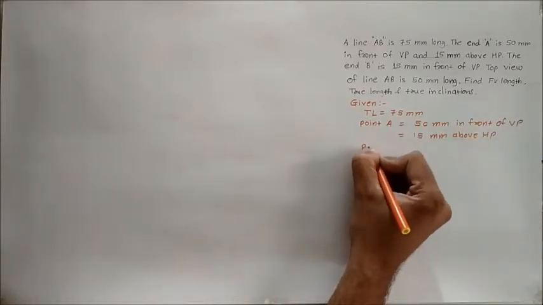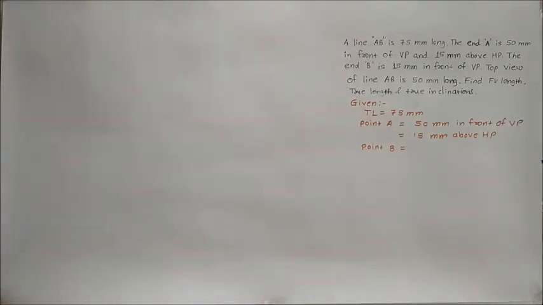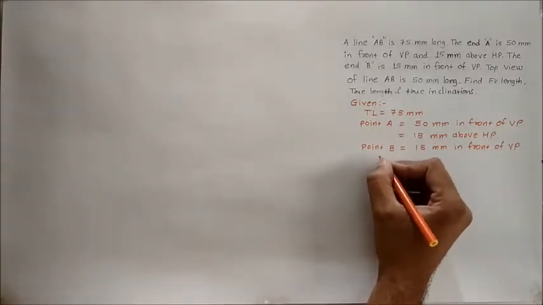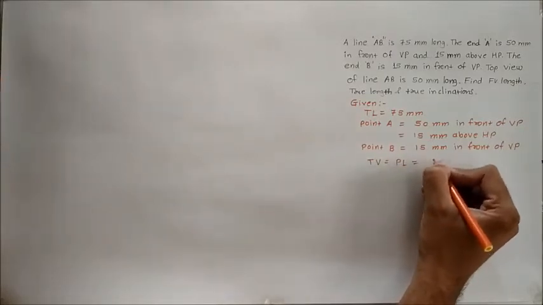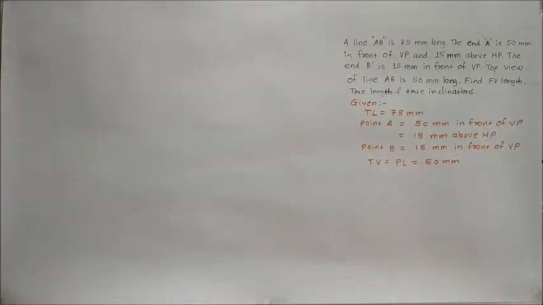For point B also, for plotting the locus, the dimension is given. The point B is 15 mm in front of VP. Then the top view of line AB is 50 mm long is given. So the top view of line AB means the plan length of the line is given, that is 50 mm. With this data, we have to draw the projection of line AB.